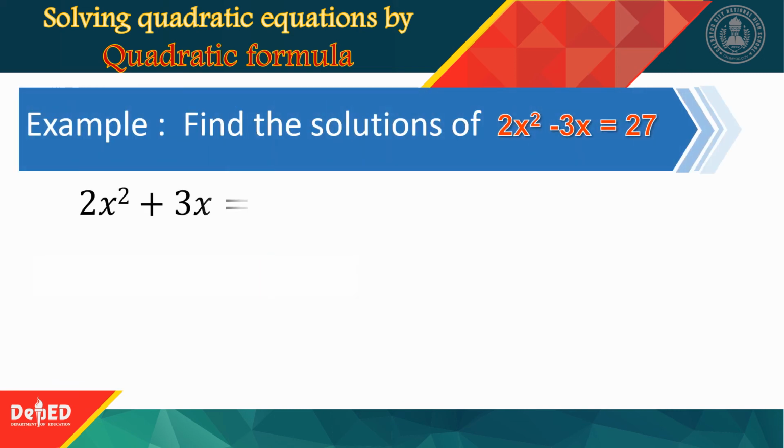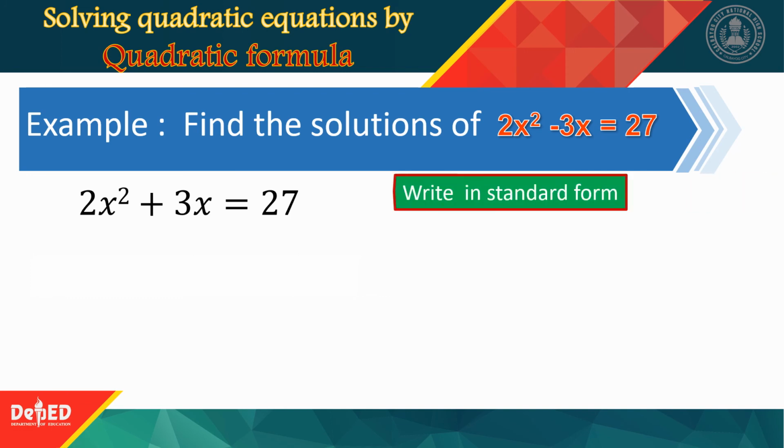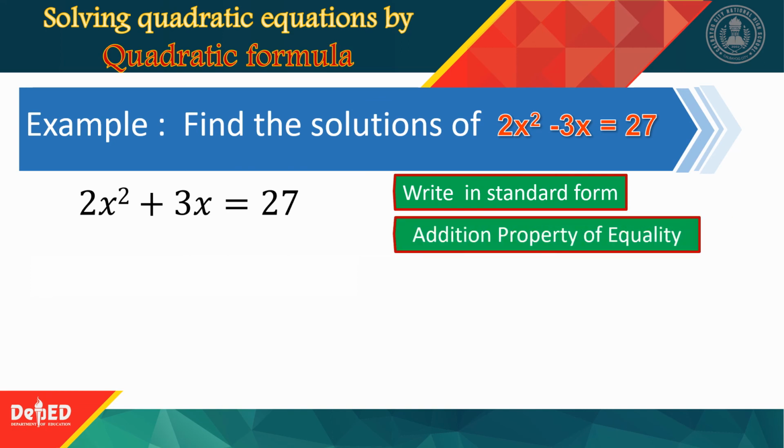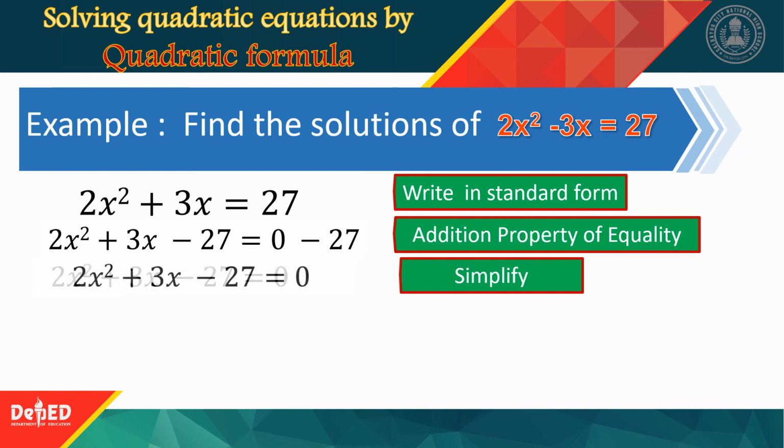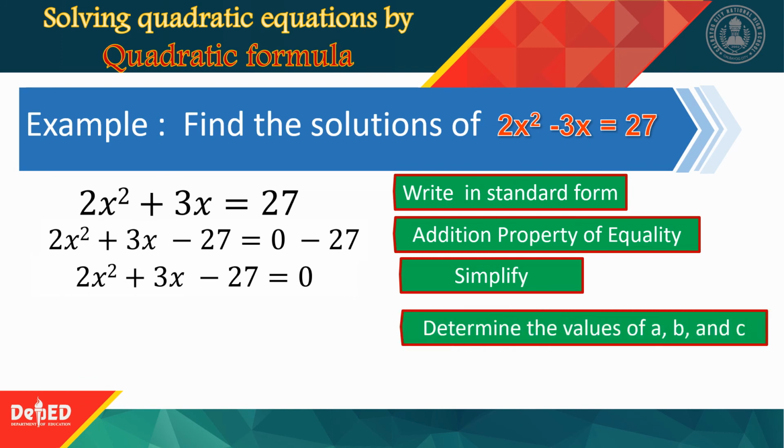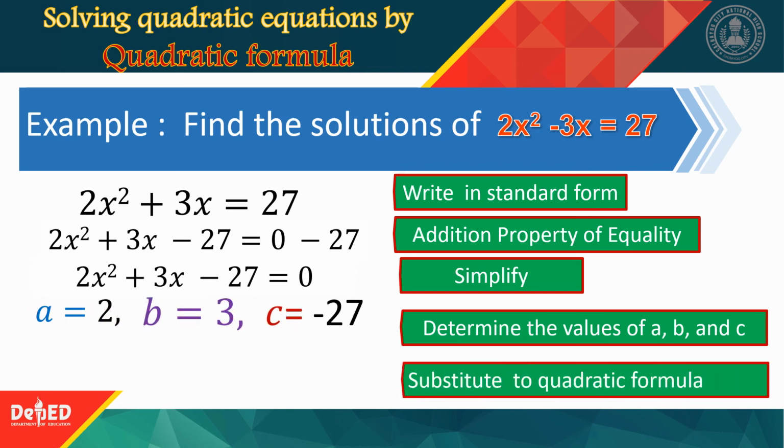Example, find the solutions of 2x squared plus 3x is equal to 27. So we need first to write the equation into standard form. Then by applying the addition property of equality, add -27 to both sides. So we have 2x squared plus 3x minus 27 is equal to 0. Then, determine the values of a, b, and c. So a is equal to 2, b is equal to 3, and c is equal to -27. Then substitute to the quadratic formula. x is equal to -b plus or minus the square root of b squared minus 4ac over 2a.